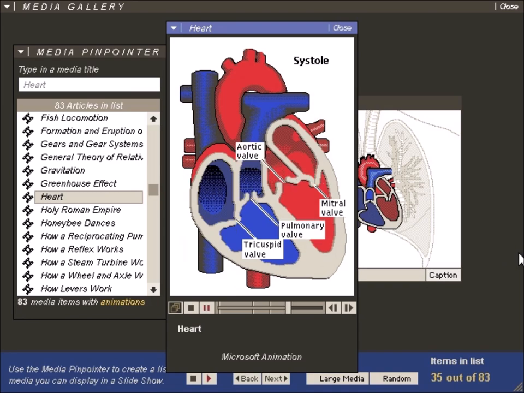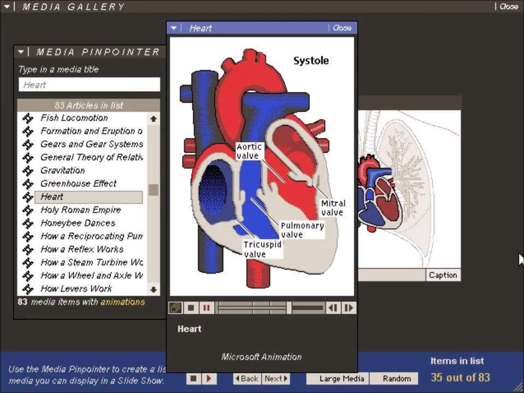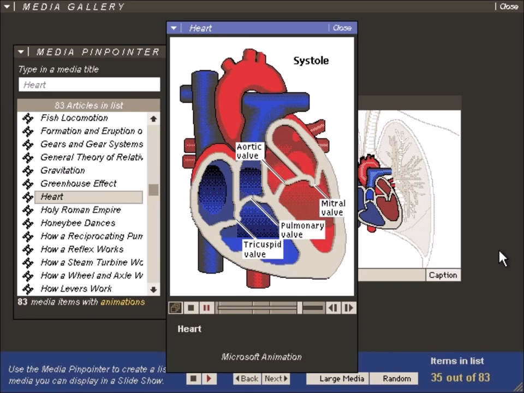During the systole stage, the filled ventricles contract. The mitral and tricuspid valves close. The aortic and pulmonary valves are forced open, and blood pushes out into the arteries. Then the heart relaxes. The aortic and pulmonary valves close, and diastole starts again.